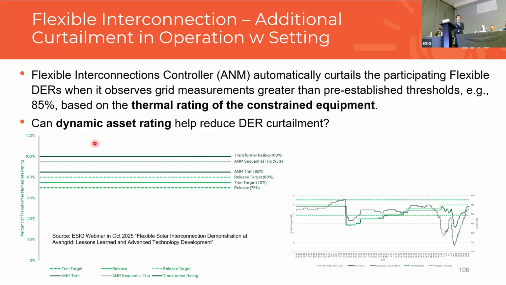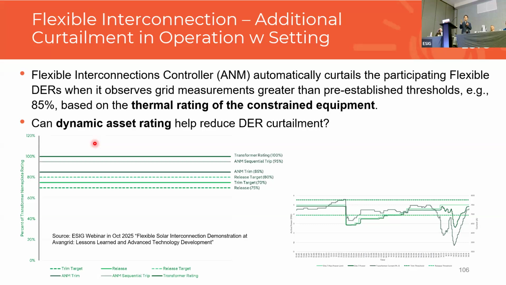The question here to you is, what can a dynamic asset rating help with? For example, for transformers, the utility will use the summer rating and the winter rating. But when they do the flash interconnection, they may only use the summer rating, which is lower, meaning you will have more curtailment. So there are a lot of other factors you need to consider for the flash interconnection. It's not only about, hey, this is a technology, and how did you set up the controllers? How did you factor that in? How did you make the decision there?